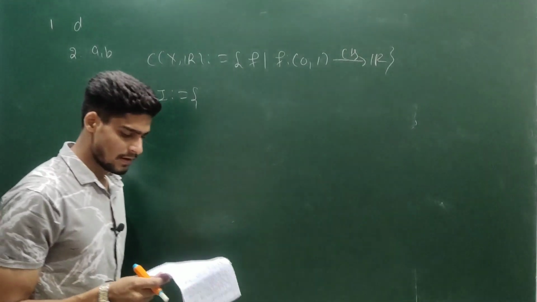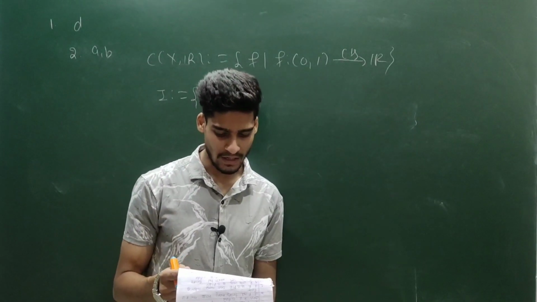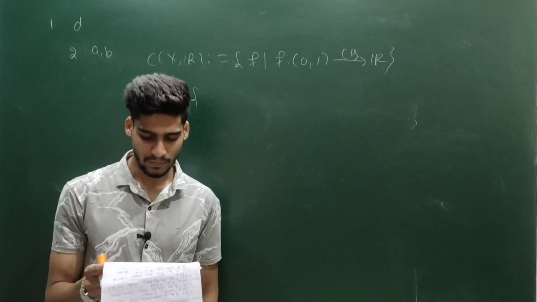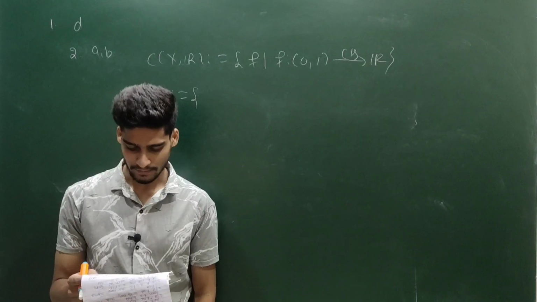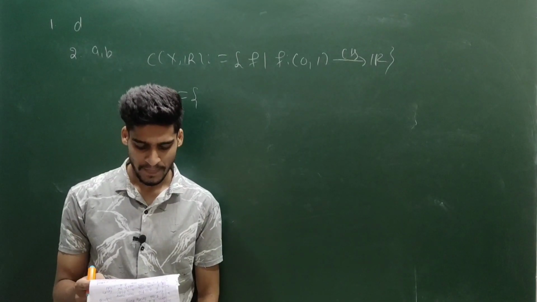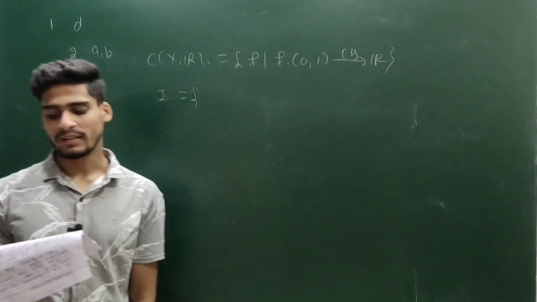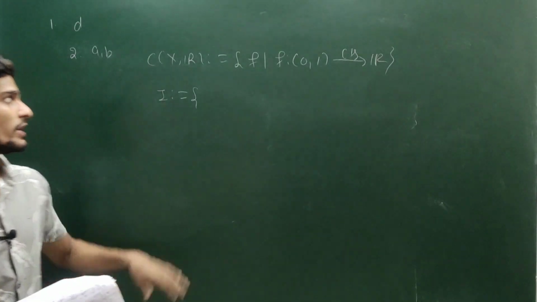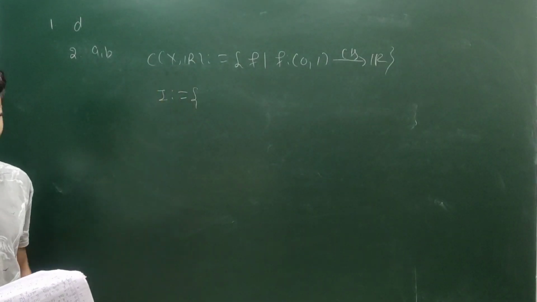Every maximal ideal of C(X,R) is equal to I_x for some x inside capital X. We come to this option also later. Option D, C(X,R) is an integral domain. Is it necessary that C(X,R) will be an integral domain?